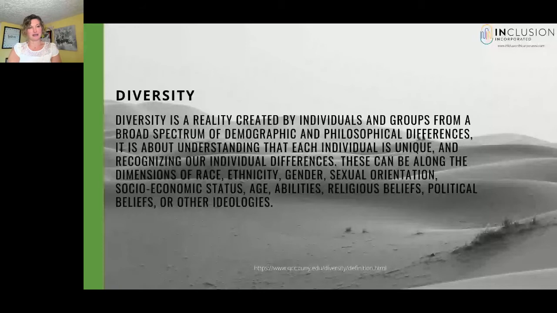Okay, so we're going to pop to a definition of diversity. Diversity is a reality created by individuals and groups from a broad spectrum of demographic and philosophical differences. It's about understanding that each individual is unique and recognizing our individual differences. These can be along the dimensions of race, ethnicity, gender, sexual orientation, socioeconomic status, age, abilities, religious beliefs, political beliefs, or other ideologies. If you've had a chance to download the workbook, this definition shows up in the workbook for you as a resource to take away and think about.